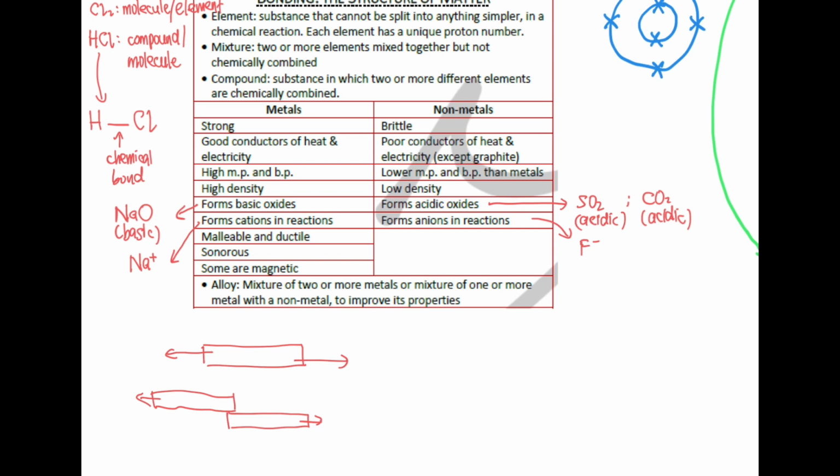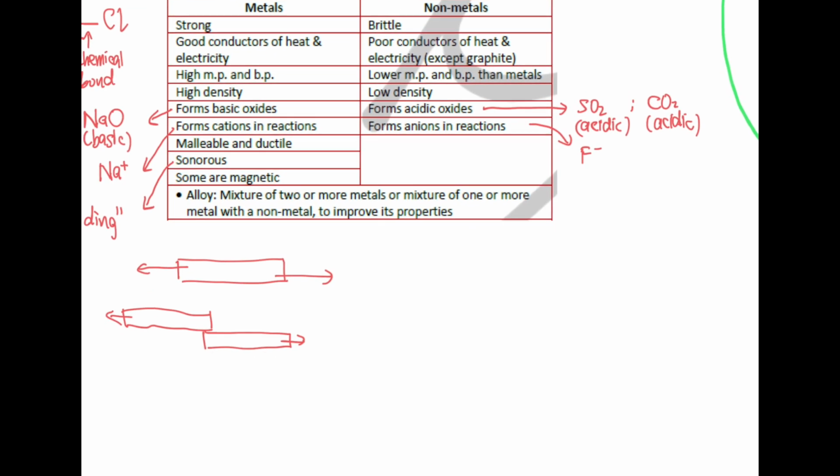Sonorous is where you knock the metal and you hear a sound like ting. Compared to non-metal, the sound is different, it's not ting, maybe a different kind of sound depending on the non-metal. But sonorous, ting, that is sonorous. Some are magnetic, like iron, steel, cobalt, and nickel. Okay, now next one.